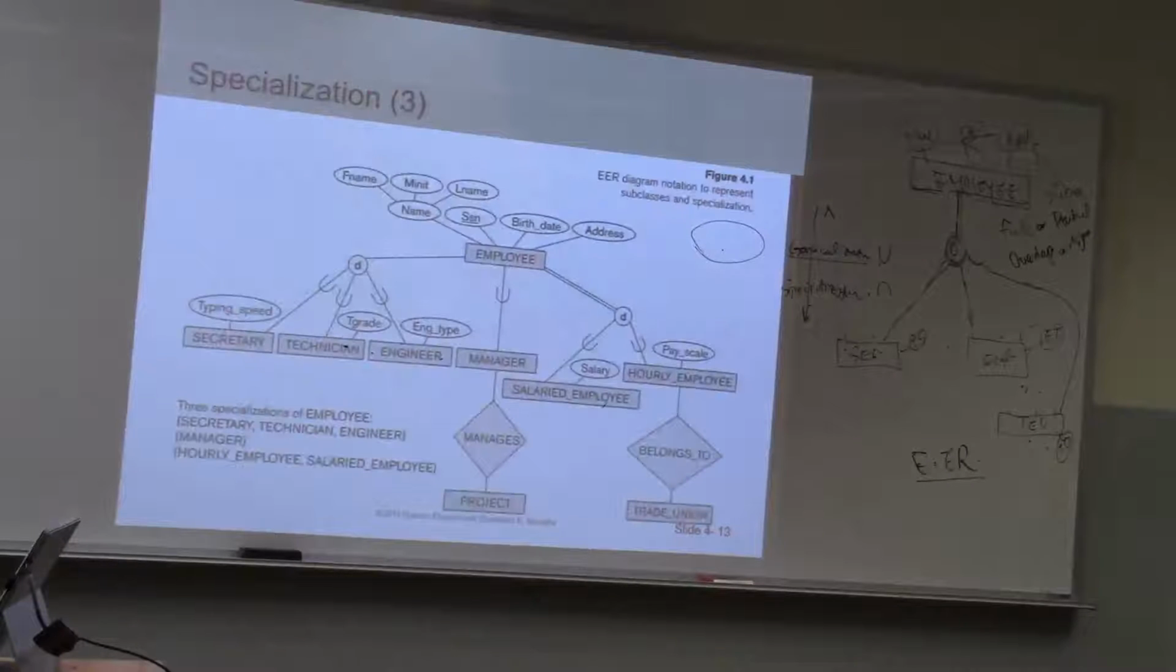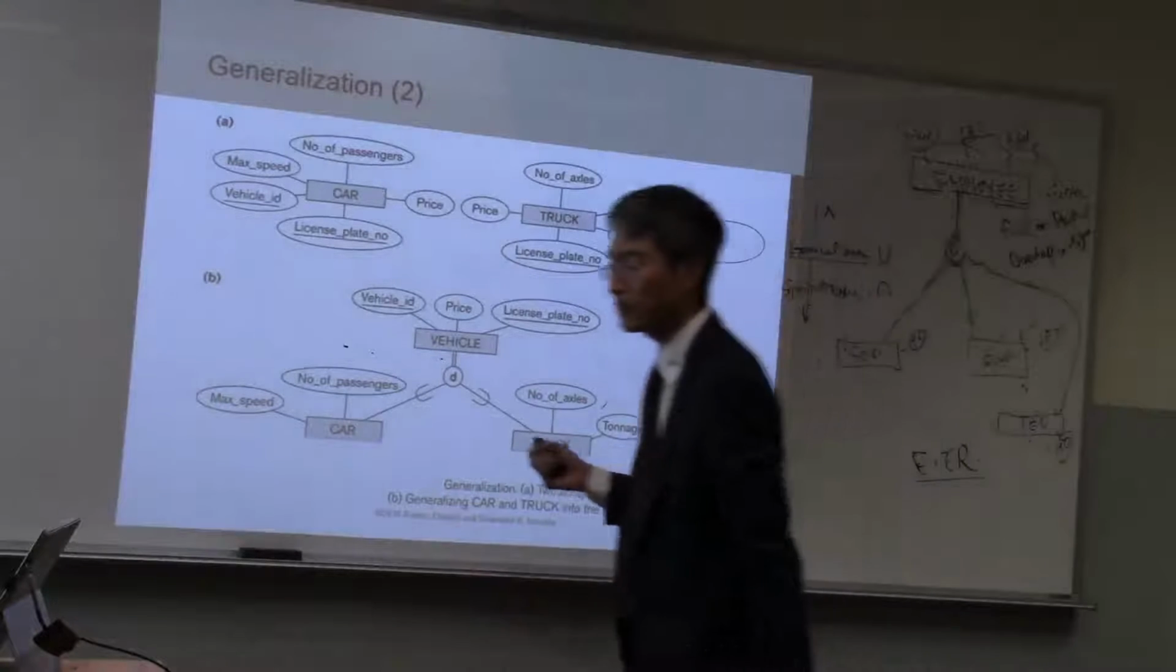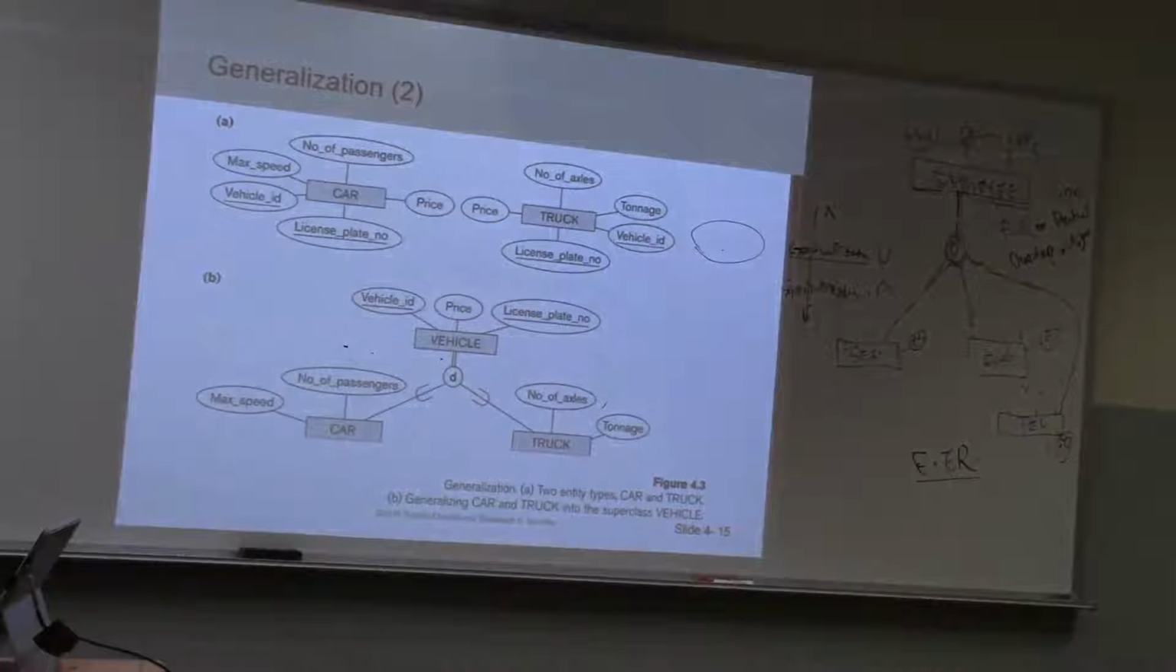So we already discussed most of the things. There's another example of generalization in the ER model. Let's say we design a vehicle database, car and truck. First, we define the car, whose key attribute is what? How many key attributes? One is the vehicle ID, another one is the license plate number. Okay, we have two key attributes.